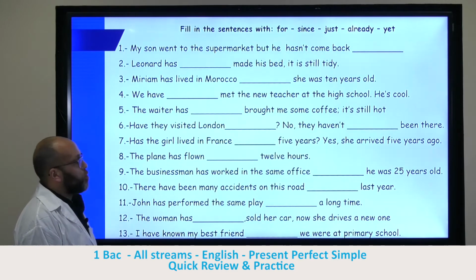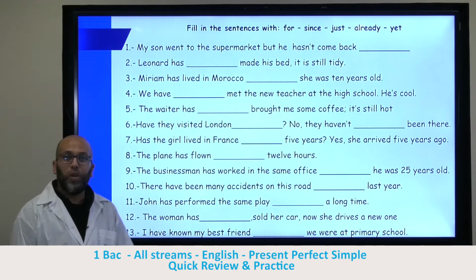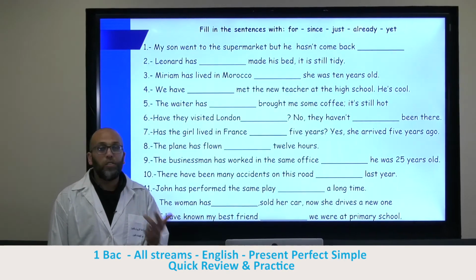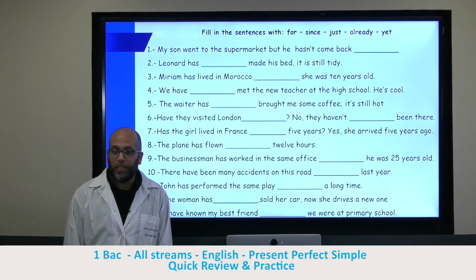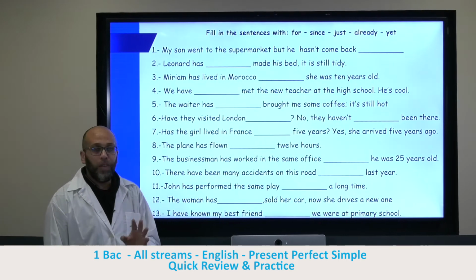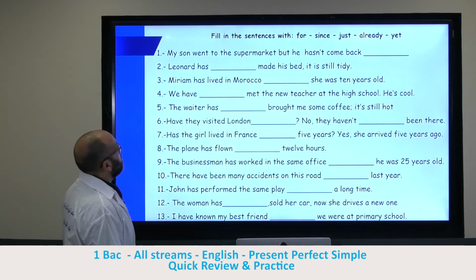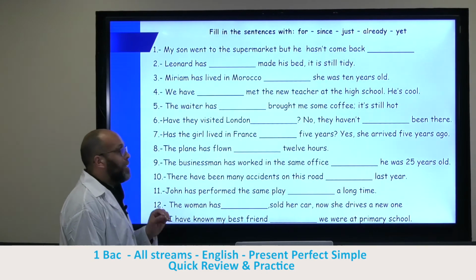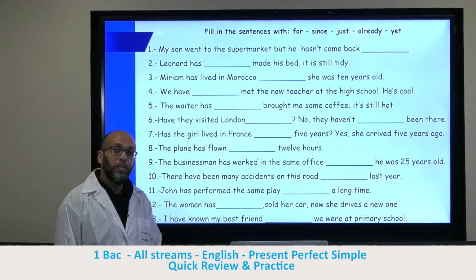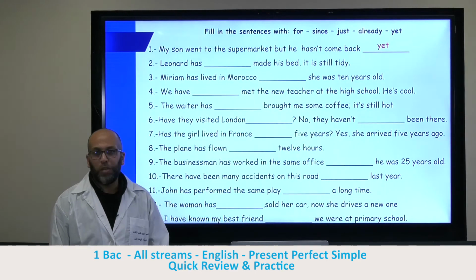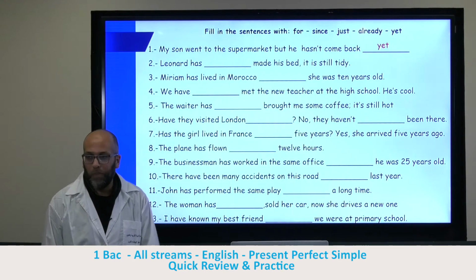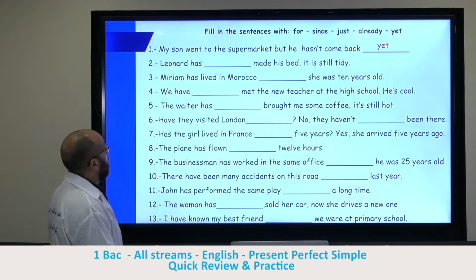Okay, so here we have a short exercise. I want you to fill in the blanks with for, since, just, already, and of course, yet. You have to read the sentence and be careful. My son went to the supermarket, but he hasn't come back yet. I'm waiting for him to come. He should be at home at any time.